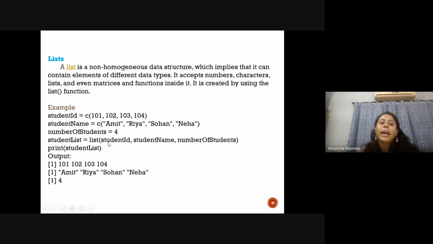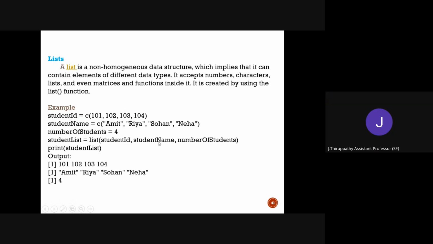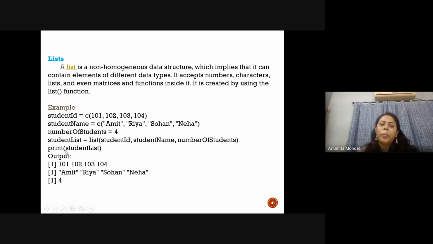The list is equal to, when we use the function list, we first include all the variables like student ID, student name, and number of students. After that, we print the student list, and we can see that the output shows all the vectors in one file. Like 101 is the student ID, then their names and their number of students. So list is used to represent all the data in one file, in one place.